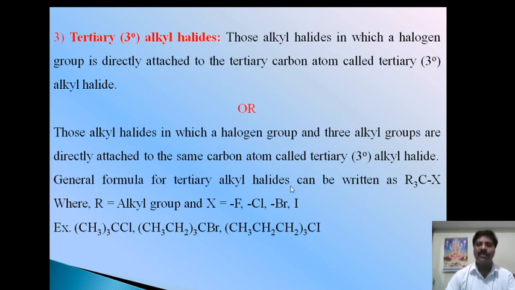The general formula for tertiary alkyl halide can be written as R3CX. There is no hydrogen atom. Therefore, this carbon atom is a tertiary carbon atom, because it is surrounded by 3 alkyl groups and 1 halogen group, and there is no hydrogen atom. Therefore, it is called a tertiary alkyl halide. Examples are tertiary butyl chloride, tertiary ethyl bromide, and tertiary propyl iodide. We can write these as examples of tertiary alkyl halides.